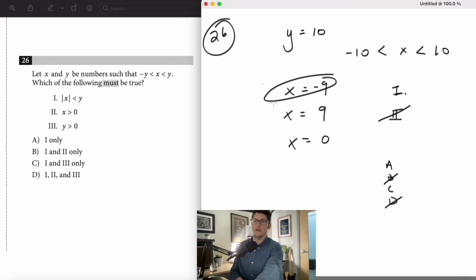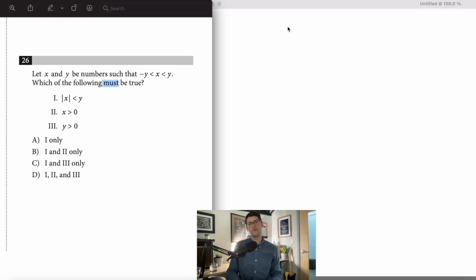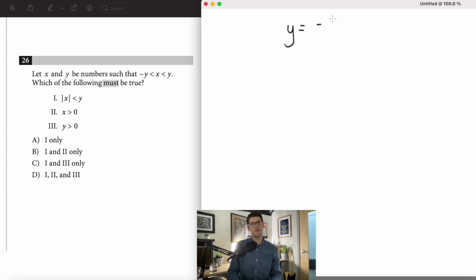I'll show you why. So I could try to pick some other stuff. I would try to make y less than 0. Like, what if y is negative 5? Well, then, whatever is the case for x, that's not going to work, because that's saying that positive 5 is ultimately less than negative 5. Roman numeral 3 is definitely true, so it's answer choice C.